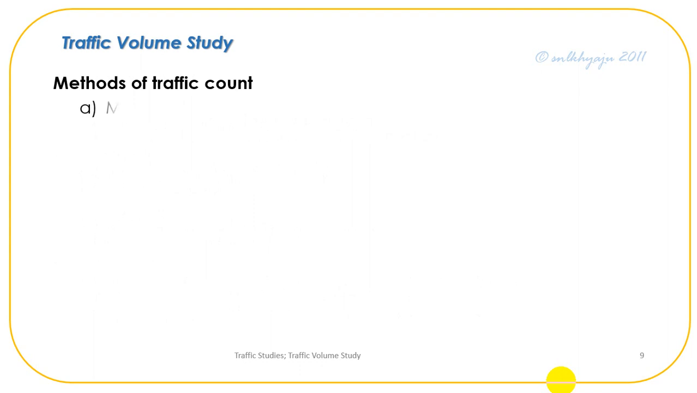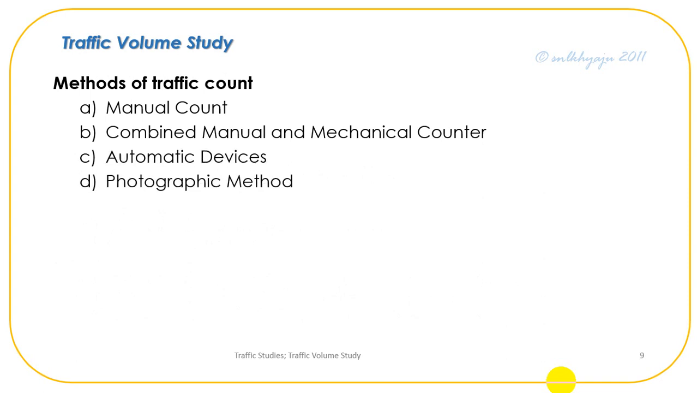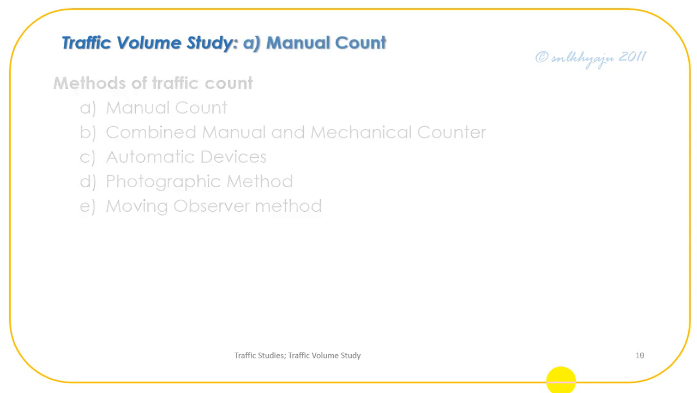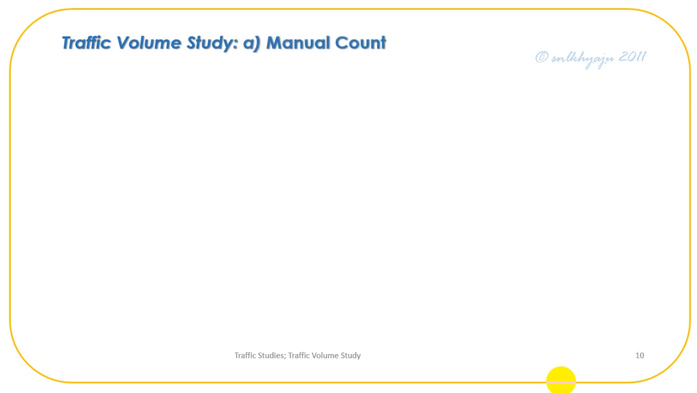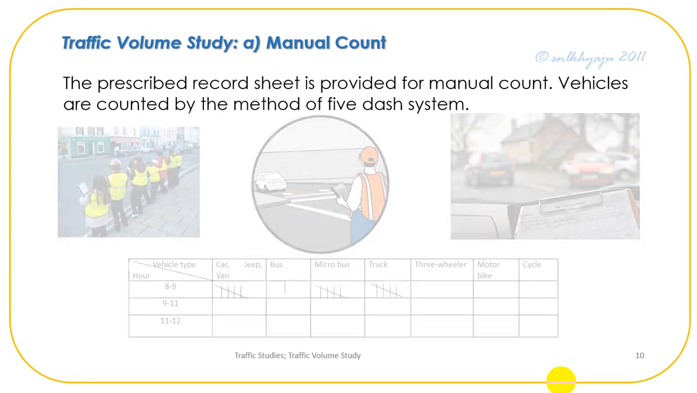Methods of traffic count: manual count, combined manual and mechanical counter, automatic devices, photographic methods, moving observer method. A method of traffic volume study: A. Manual count. The prescribed record sheet is provided for manual count. Vehicles are counted by the method of 5-dash system.